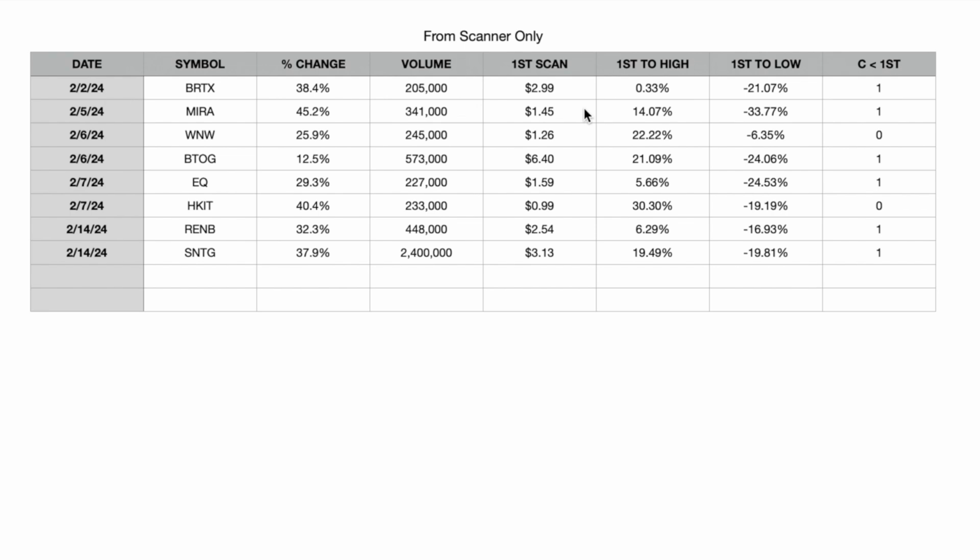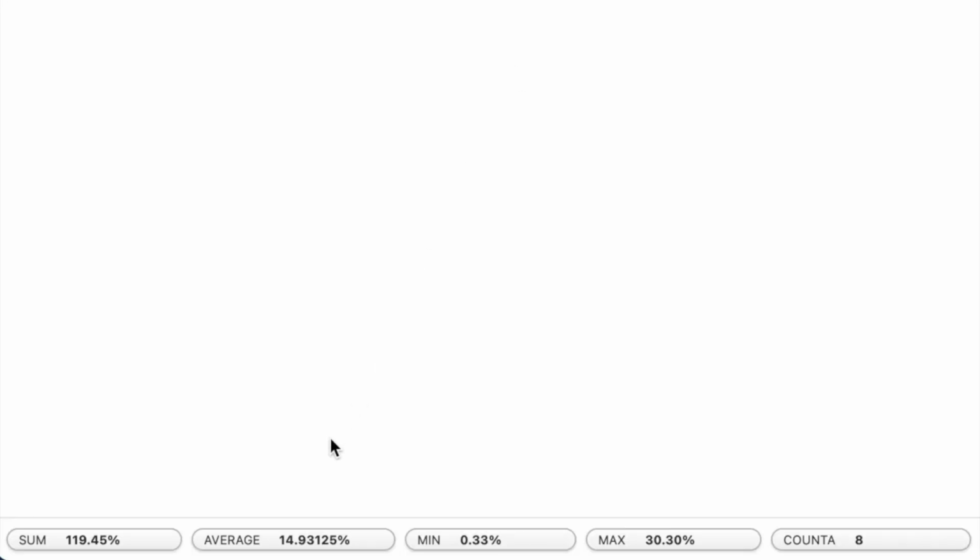And you can then use those averages to improve your entries and your exits from the trades. So for example, we obviously would want to have more data points than we have here for this example, but this is showing us that on average from the first time the stock is hitting the scanner to the high of the day that follows, these stocks are going 14.93% higher.